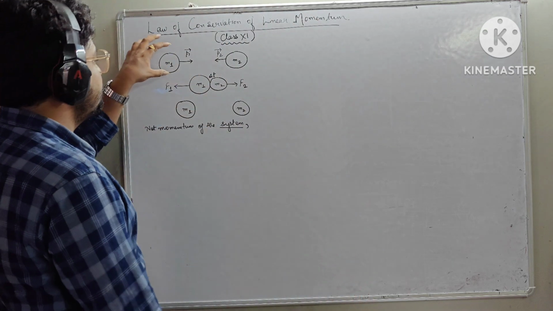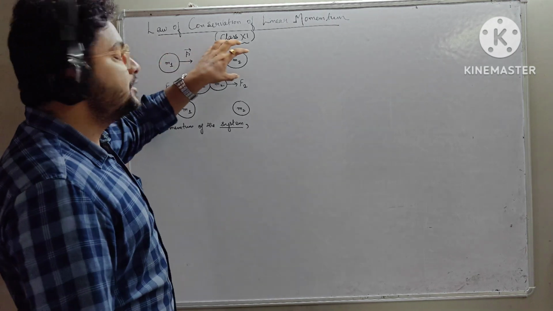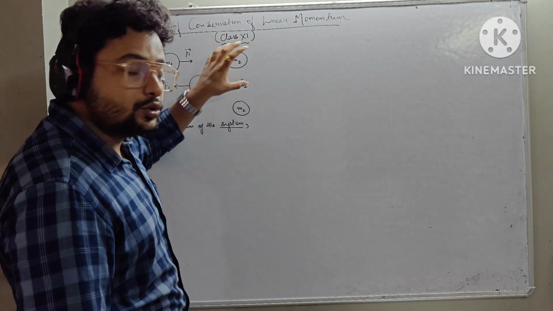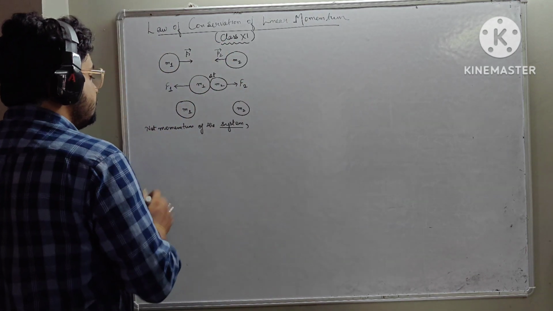So this body had a momentum of p1, and this body had a momentum of p2. What is the net momentum of the system?